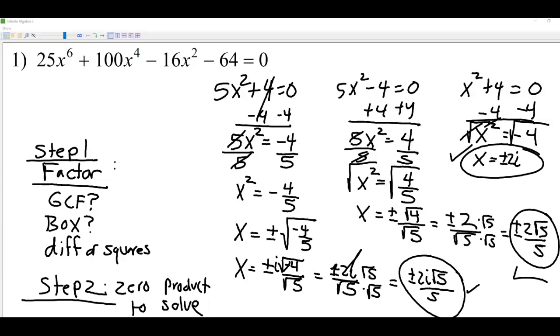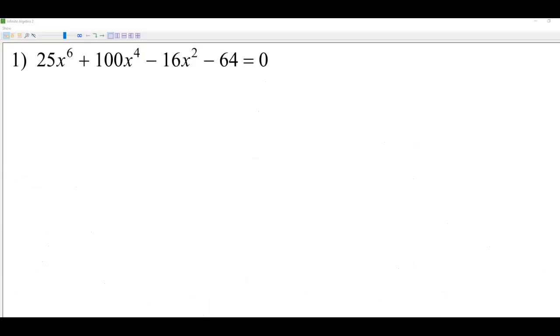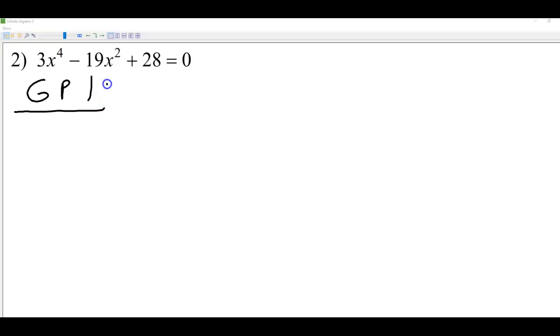Okay, so step 1 is to factor. Step 2 is to set them equal to 0 and solve. Okay, why don't we do a guided practice one? Go ahead and write down this one. We'll call this guided practice 1. Find the roots.